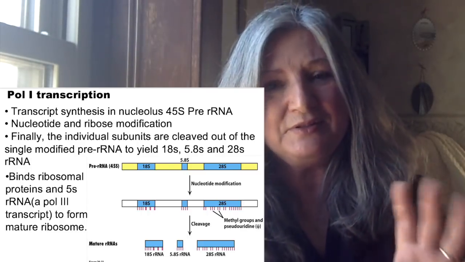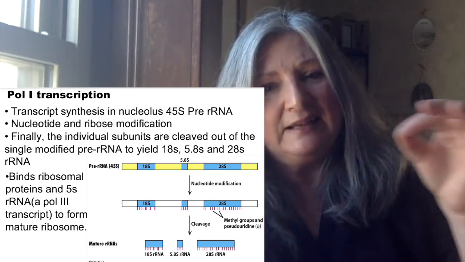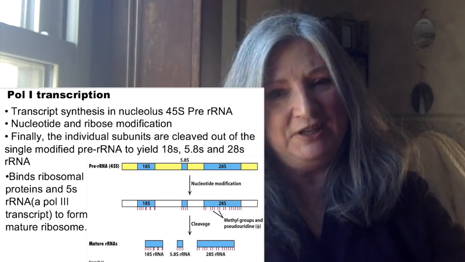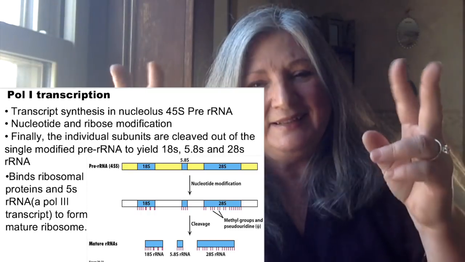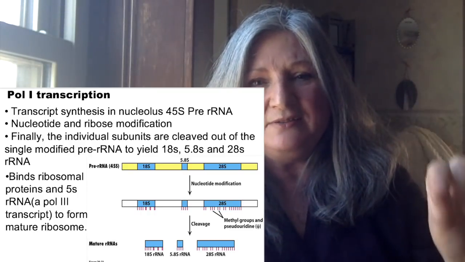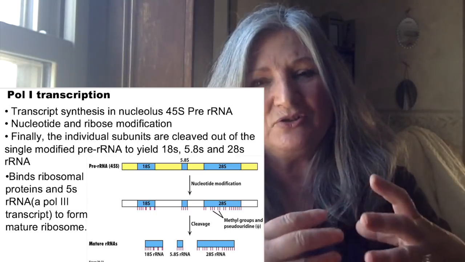Pretty cool. So anyway, Pol-1 transcription, we're going to synthesize ribosomal RNA, and again, that's synthesized in one long chain for 18S, 28S, 5.8S. And then these rRNAs are clipped out, and the bases again are changed in order to make them more structurally sound.